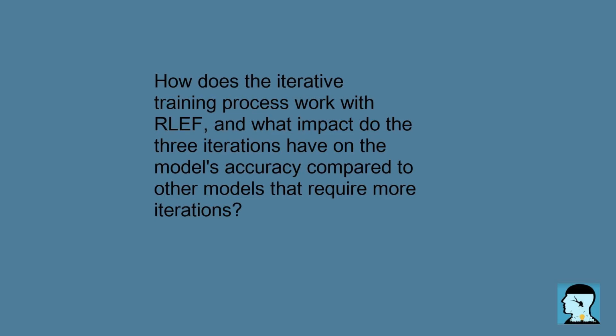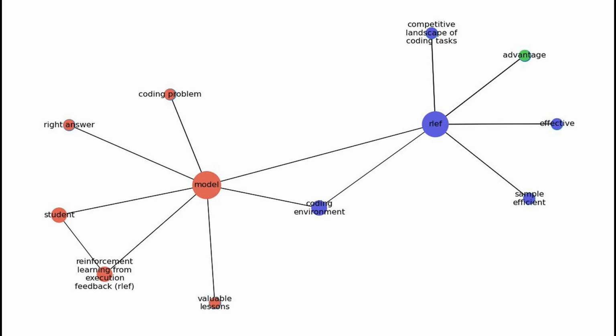How does the iterative training process work with RLEF? And what impact do the 3 iterations have on the model's accuracy compared to other models that require more iterations? The iterative training process with reinforcement learning from execution feedback, RLEF, works like a student taking a test multiple times, each time learning from their mistakes to improve.